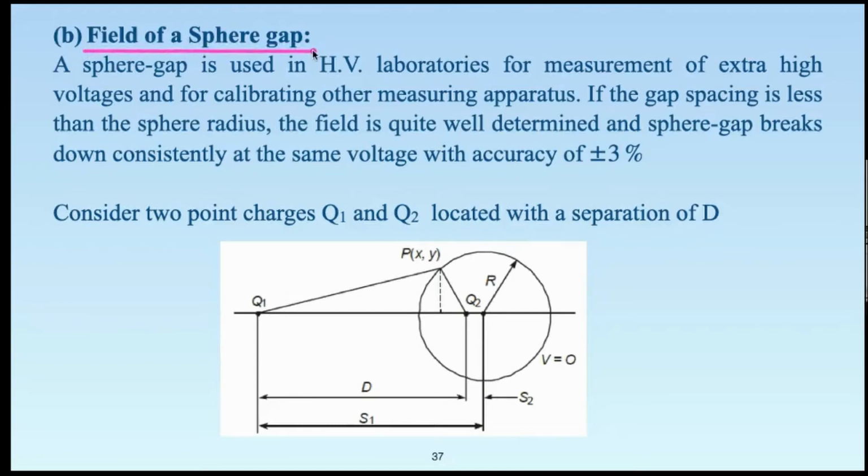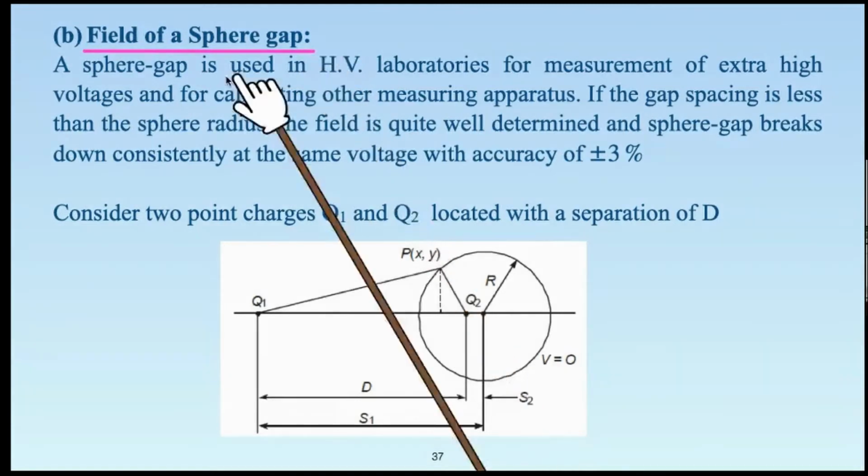Sphere gap is very, very important as far as the measurement and calibration of high voltage equipments and measuring instruments is concerned. So that's why we would like to go into further details of how the sphere gap works. We have used this as an application for measurement purposes in the high voltage engineering subject. Now we are looking into the electric stress part of it. How are the electric stresses distributed as far as the sphere gap is concerned, and how is the sphere gap considered to be accurate in terms of measuring extra high voltages?